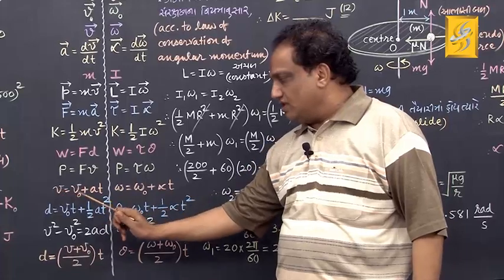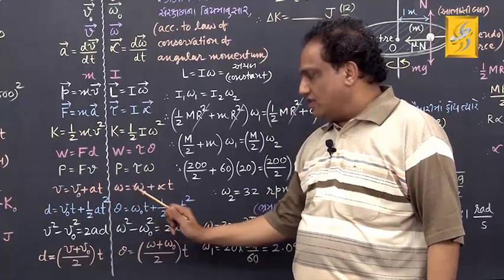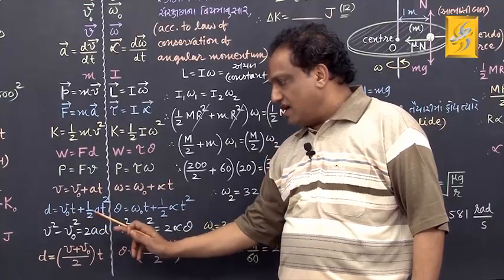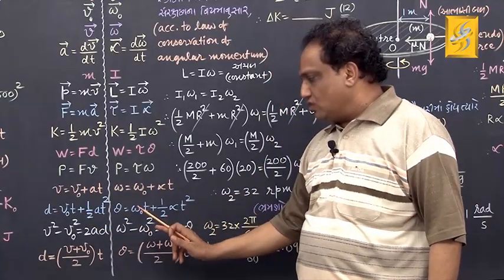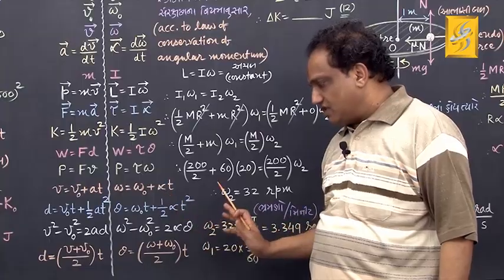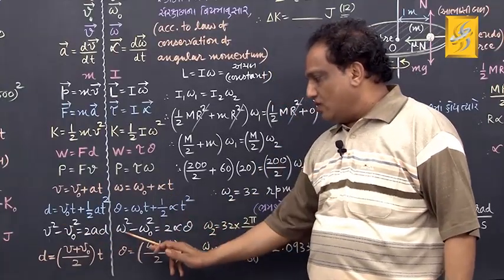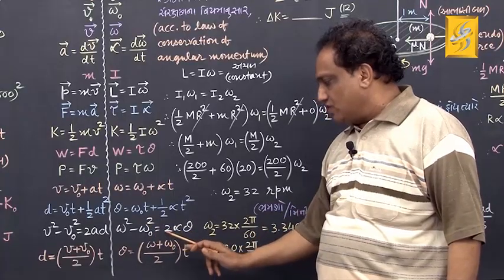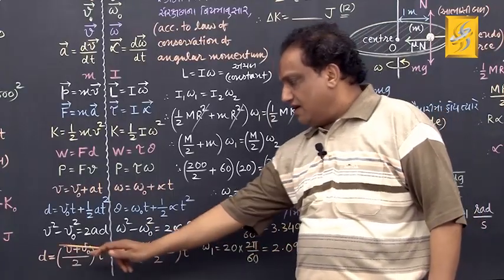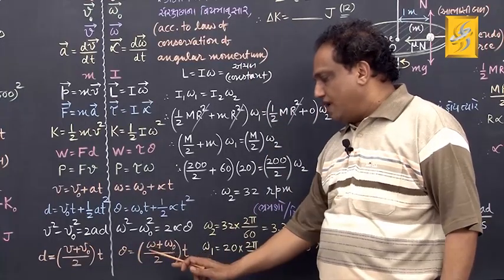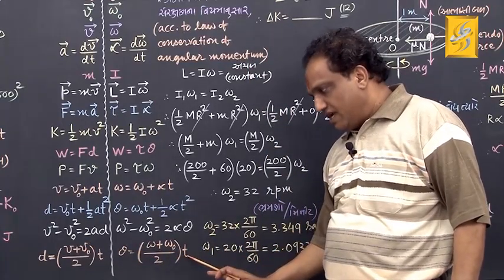Here v equals v0 plus at, here omega equals omega 0 plus alpha t. Here d equals v0 t plus half a t square, here theta equals omega 0 t plus half alpha t square. Here v square minus v0 square equals 2 a d. Here omega square minus omega 0 square equals 2 alpha theta. Here d equals (v plus v0) upon 2 into t. Here theta equals (omega plus omega 0) upon 2 into t.